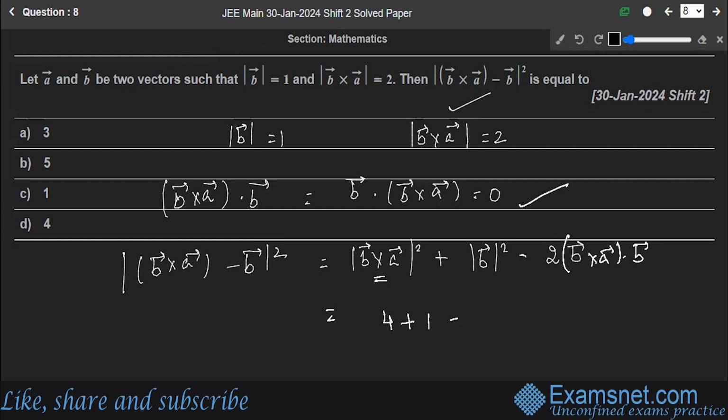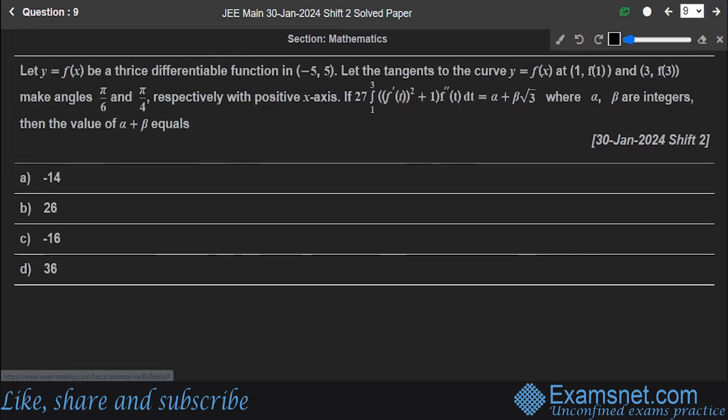So 2 square is 4 plus 1, that's equal to 5. This makes option B the right answer. Hope you are clear with this. Let's move to the next question, number 9.